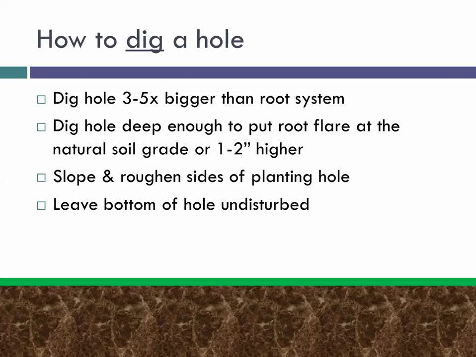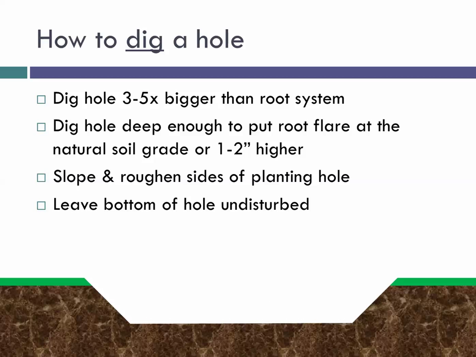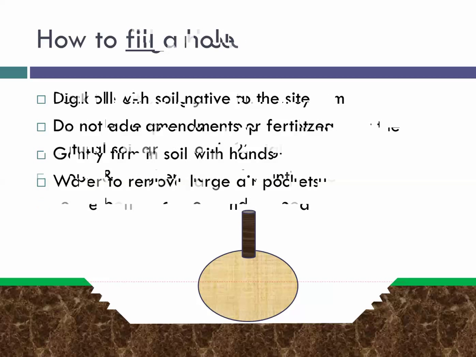And because we could be planting 500-pound B&B trees, we want to leave the bottom of the hole undisturbed. We don't want to dig the hole too deep and go, oops, let's throw some more soil into it, and then put the tree on it and have it settle. So again, wide shallow holes, slope and rough in the sides, leave the bottom of the hole undisturbed, deep enough only to put the root flare at the natural soil grade.